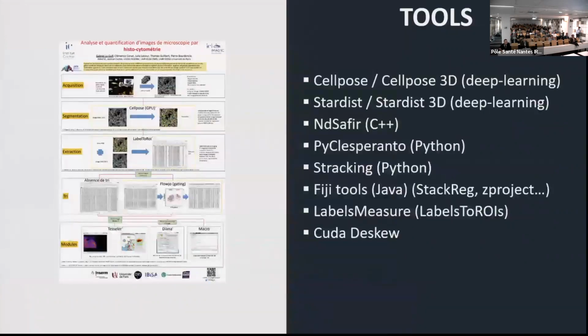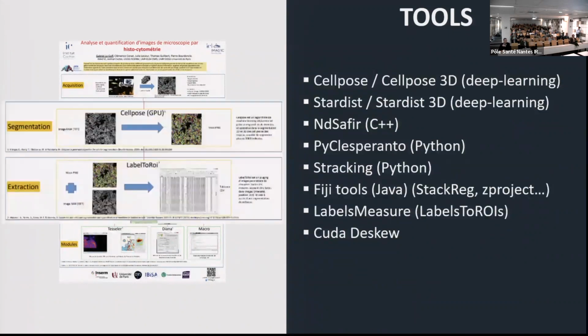So these are some examples of tools. This is a poster sent by Gabriel Le Goff from the Imagic facility in Institut Cochin. And we focused on the part of the segmentation and extraction. And as you can see, we integrated in BioimageIT Cellpose, which can work on GPU. Also in segmentation, we have another example, such as StarDist.